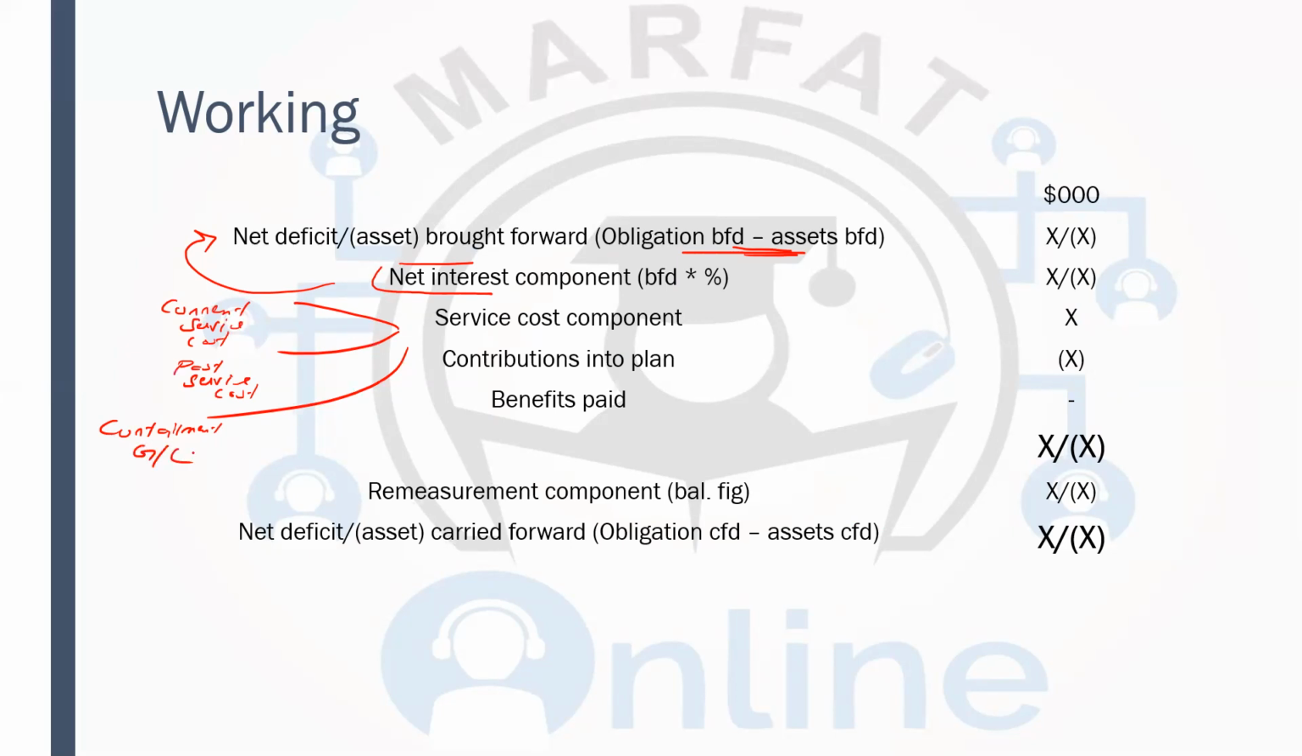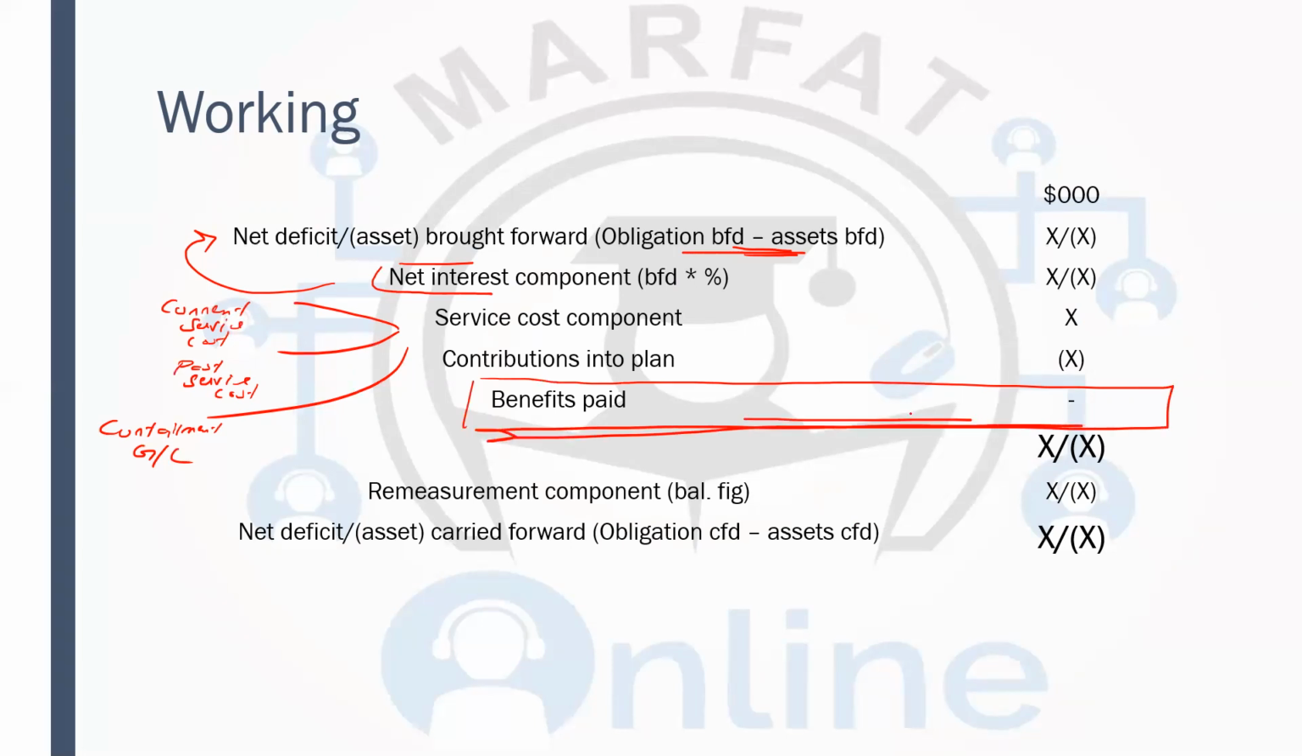Now the curtailment gain or loss means when you are reducing your obligation and paying more, or for example, you are paying less than your obligation, this will give rise to the curtailment gain or loss. We'll be doing an example related to that. And similarly, there will be the contributions into the plan. But you see that with the benefits paid, I have not shown any figure in the working. What is the reason behind that? Because we are taking the collective working of asset and liability.